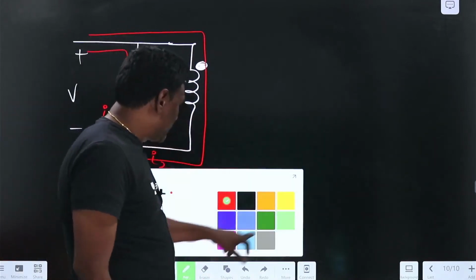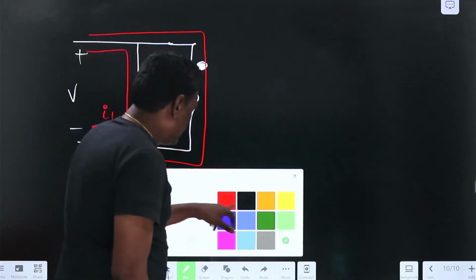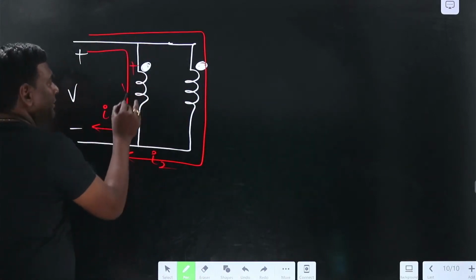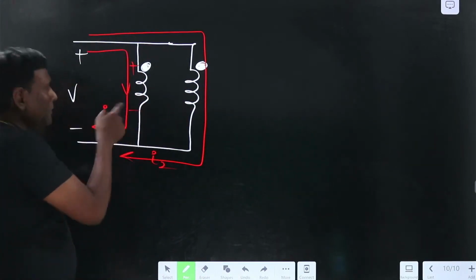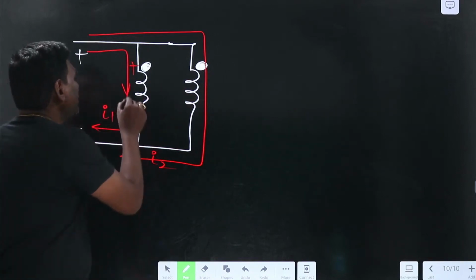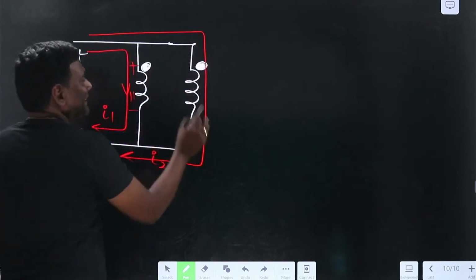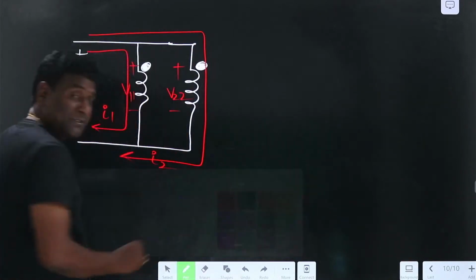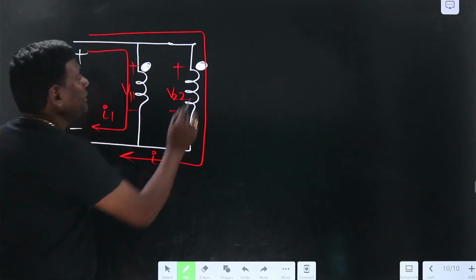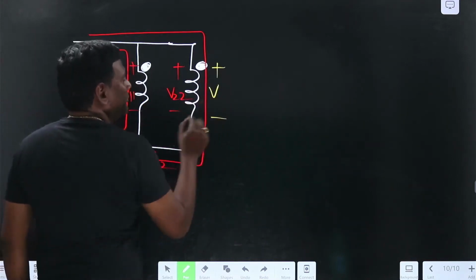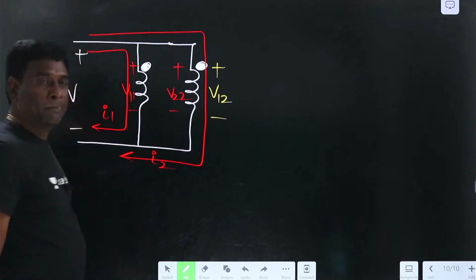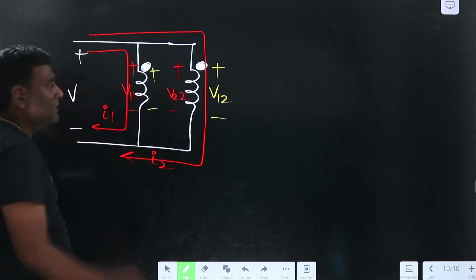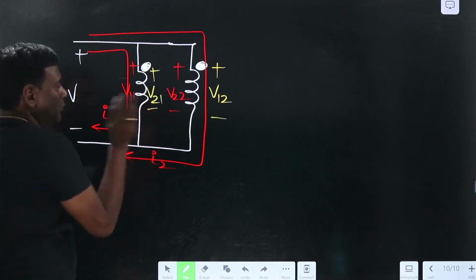Now if you think of self, my current is entering here, plus minus V11. Let me think of V11. My current is entering here, so plus minus V22. Now after that, mutual: if you see, my current is entering into the dot, so this dot should be positive, so this is going to be V because of 1 in 2. Now my current is entering into the dot, so this dot is going to be positive, that is going to be V because of 2 in 1, right?